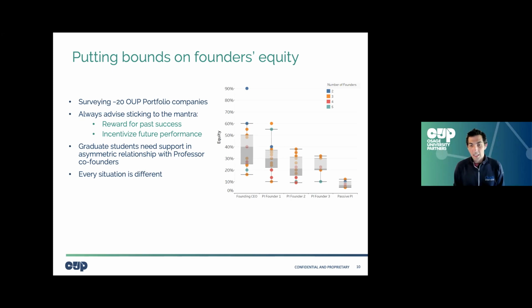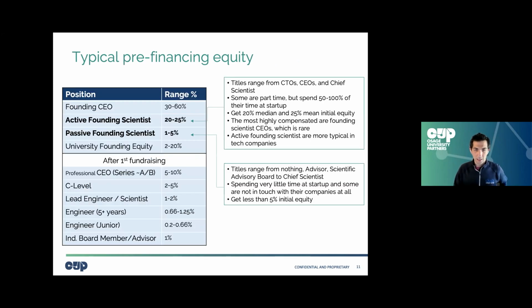And so I'm happy to always talk about this. And I've actually wanted to refresh this data, since our company portfolio has grown, and just to get more data behind it. And the mantra you should always be using is reward for past success and incentivize future success. And so as you think about that, I've also curated the data in a way that's a little more fine-grained. And so I stick to that concept of the founding CEO, which could be a researcher, a professor, or a graduate student.